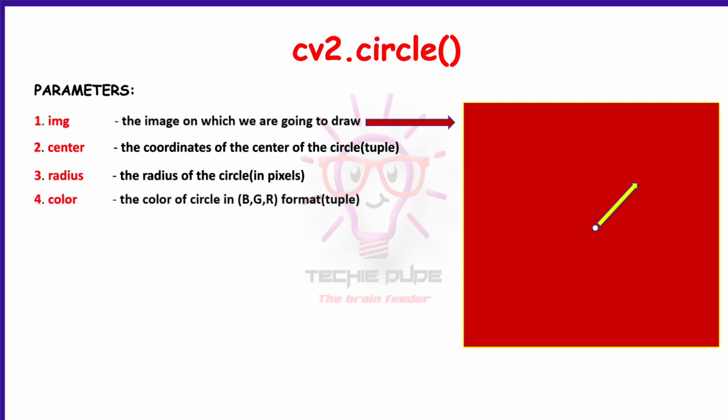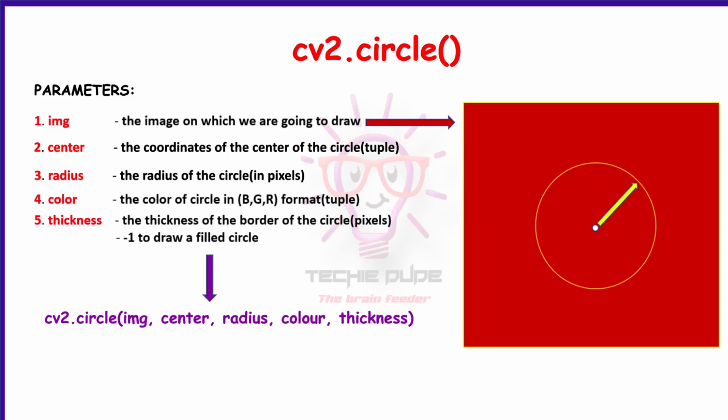The final parameter which we must pass into cv2.circle is the thickness of the circle. Thickness is the thickness of the border of the circle in pixels. Suppose you have to draw a filled circle, just pass in -1. So when I call cv2.circle by passing these parameters, I will be getting an output which is similar to this. Now let's jump into the programming part of the cv2.circle function.